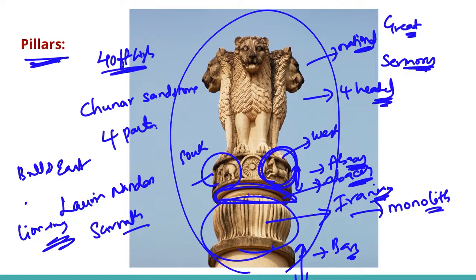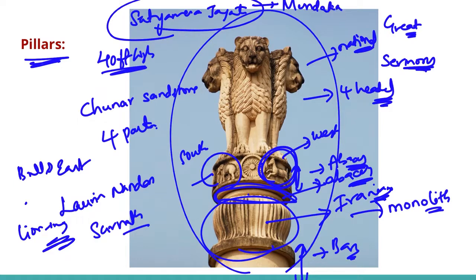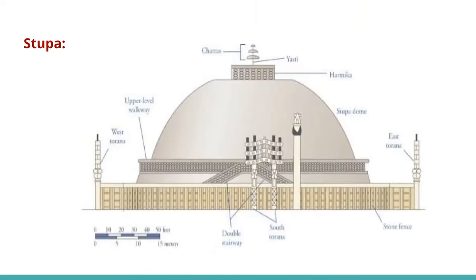In our national emblem, the words Satyameva Jayate are written, and this phrase is taken from the Mundaka Upanishad, which means truth alone triumphs. It is inscribed below the abacus in Devanagari script. The capital is crowned by the wheel of the law, that is the Dharma Chakra.